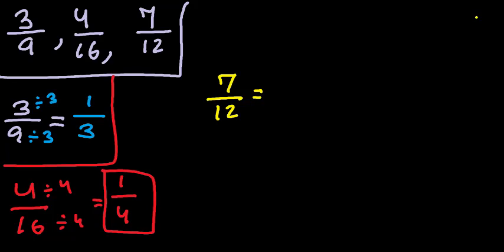So if 7 doesn't go into 12, how are we supposed to simplify? These are called fractions that you can't simplify. If the numerator and the denominator can't be divided by one number, then that means it's already in its simplest form. So 7 over 12 is equal to 7 over 12. It can't be simplified, so we can just leave it like that, and that would be your answer.